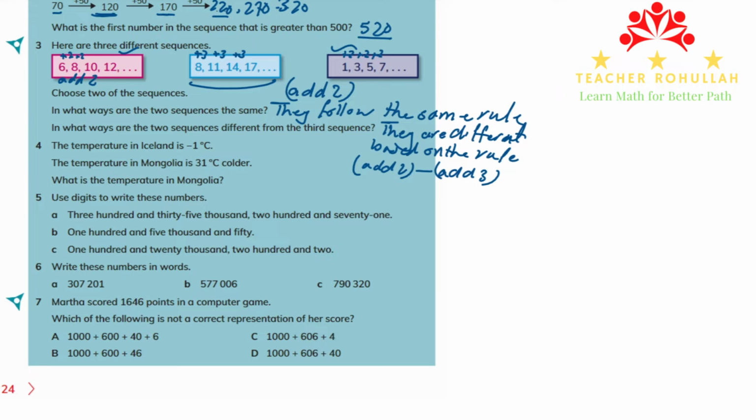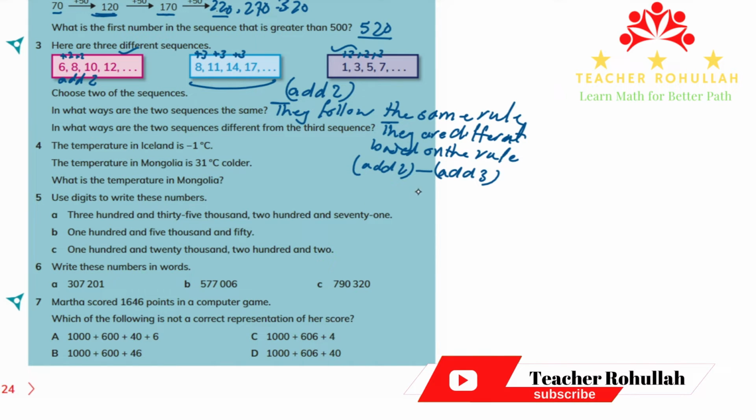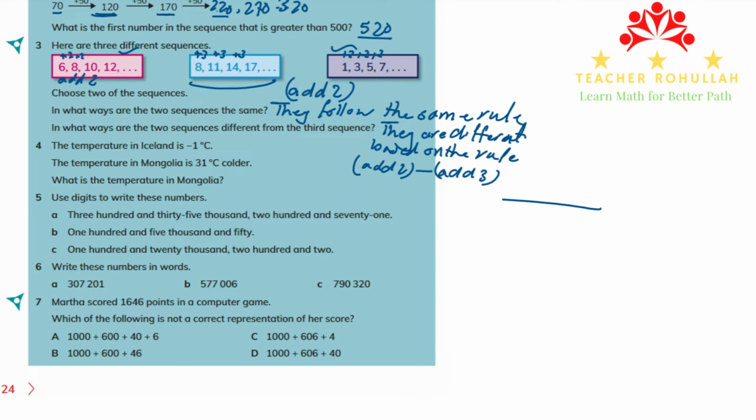Because this is for grade 4, I want to show an easy way for them to find out the difference. If we have a number line which is showing the temperature, this point is 0 degrees Celsius. So to the right we have 1, 2, 3, 4, 5, 6, 7, and so on. To the left we will have negative 1, negative 2, negative 3, negative 4, negative 5, negative 6, and so on. So now here the temperature is negative 1.